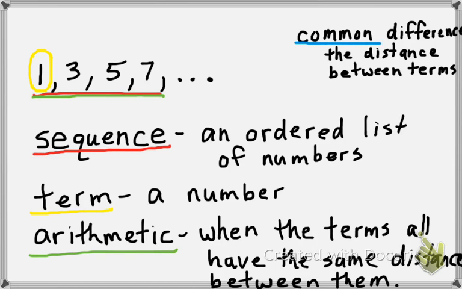So as you can see, that whole thing is a sequence because it's an order of numbers. The 1 is a term. I could have also circled the 3, 5, and 7. And that sequence is arithmetic because they all have the same distance between them. And then that common difference is 2 because it goes up 2 every time.